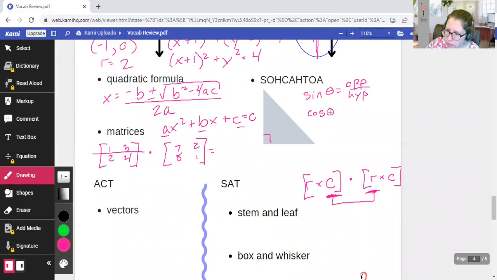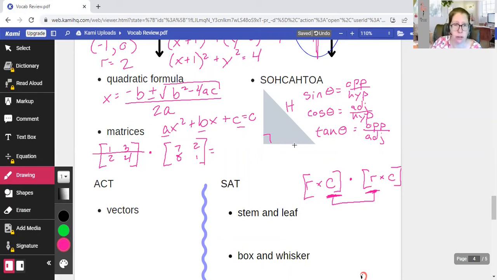Cosine of theta equals adjacent over hypotenuse. And tangent of theta equals opposite over adjacent. All right. And remember, with a right triangle, the hypotenuse is always going to be across from the 90-degree angle.